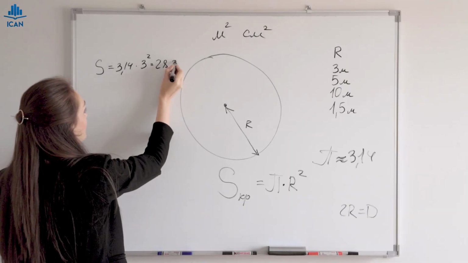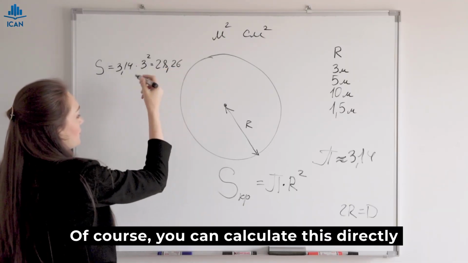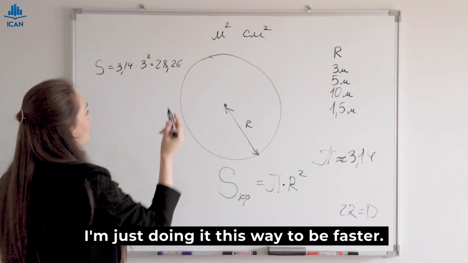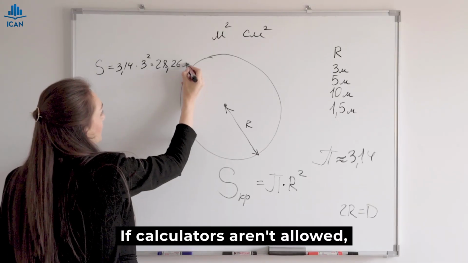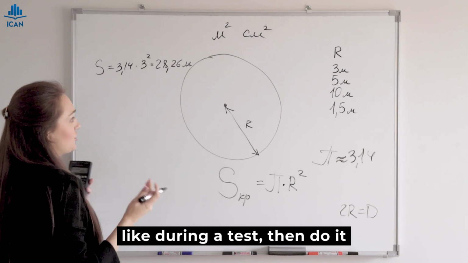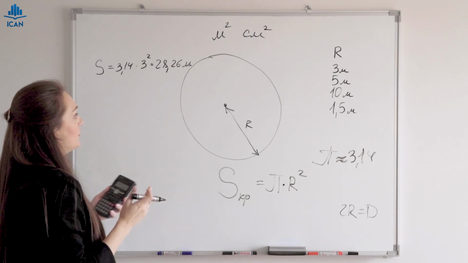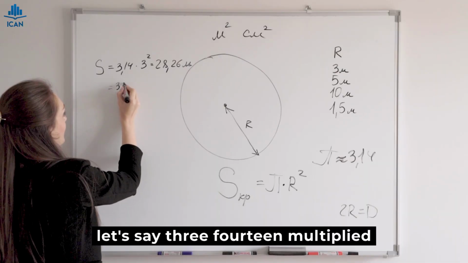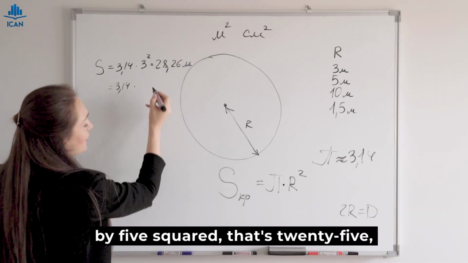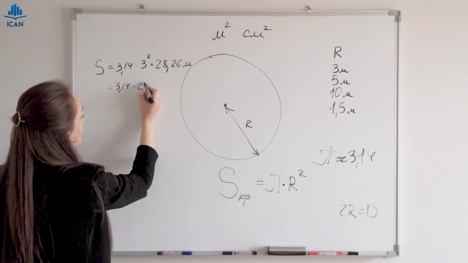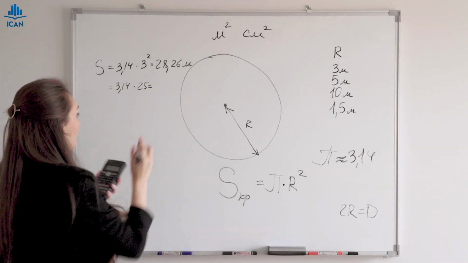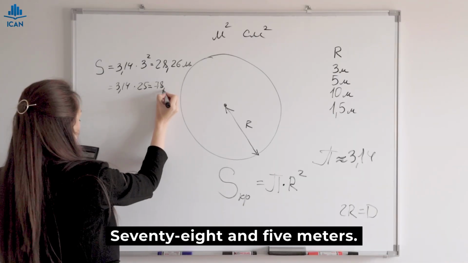28.26. Of course, you can calculate this directly in column format. I'm just doing it this way to be faster. If calculators aren't allowed, like during a test, then do it in columns. Next, let's say 3.14 multiplied by 5 squared, that's 25, right? 3.14 multiplied by 25, 78.5 meters.